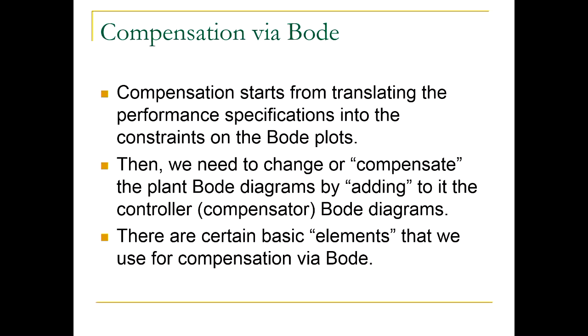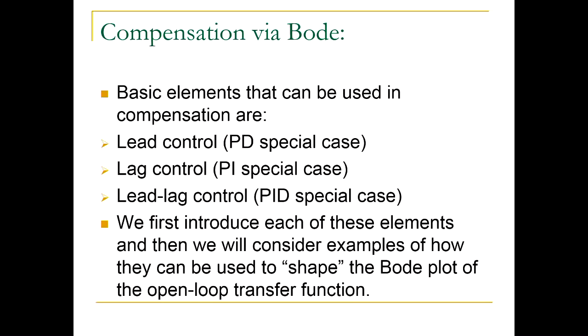So we will now go through certain basic elements, or blocks, or compensators that we can use for compensation by Bode. These are the basic elements. Lead control, with proportional derivative control as a special case. Lag control, with proportional integral control, PI, as a special case. And lead-lag, with PID as a special case. We will first introduce each of these, and then we'll consider some examples. The examples I will present are just qualitative. I won't be calculating the pole zeros of the compensators and gains.